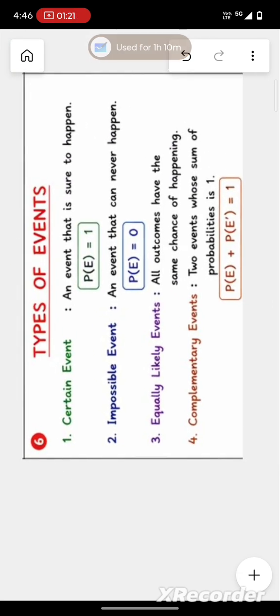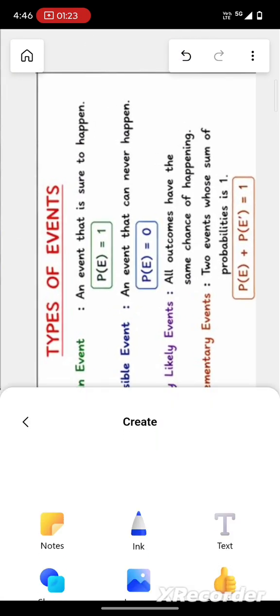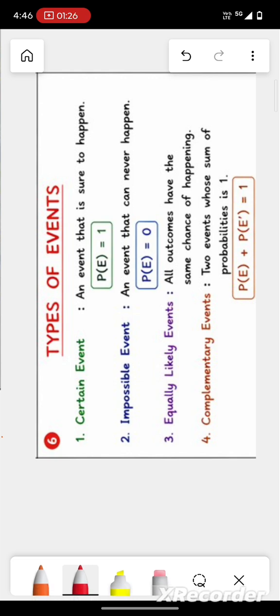The next one, types of outcomes. How many types of outcomes do we have? First one is certain event or sure event. What is a sure event? For example, a bag contains all red balls. Selecting a red ball from the bag is a sure event. One more example, when a dice is thrown, getting a number less than 6 is a sure event.